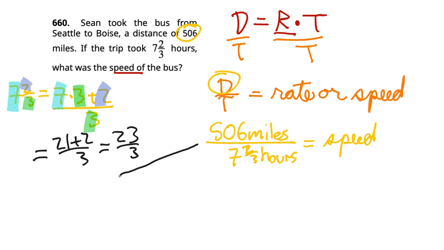7 times 3 is 21. 21 plus 2 over 3. 21 plus 2 is 23, so it's 23 over 3. So we can rewrite this as 506 divided by 23 over 3.